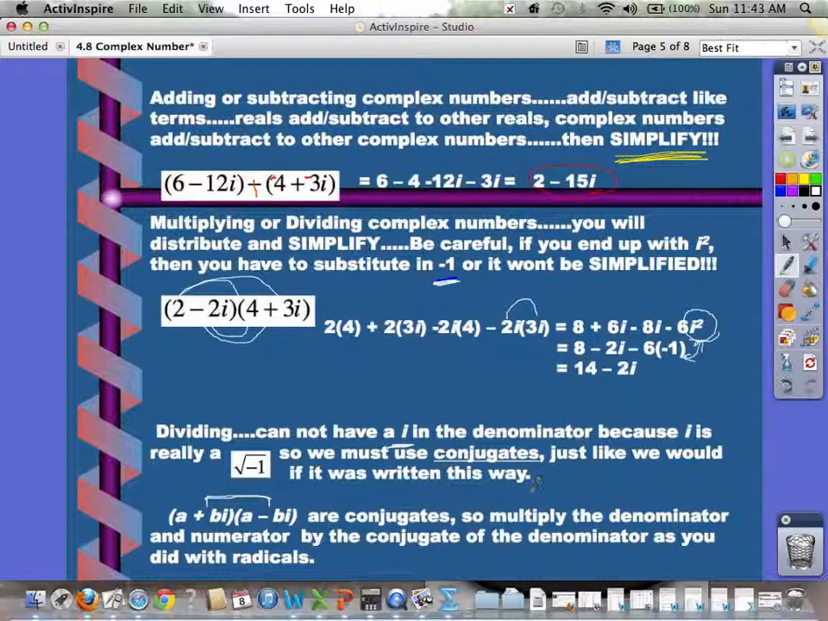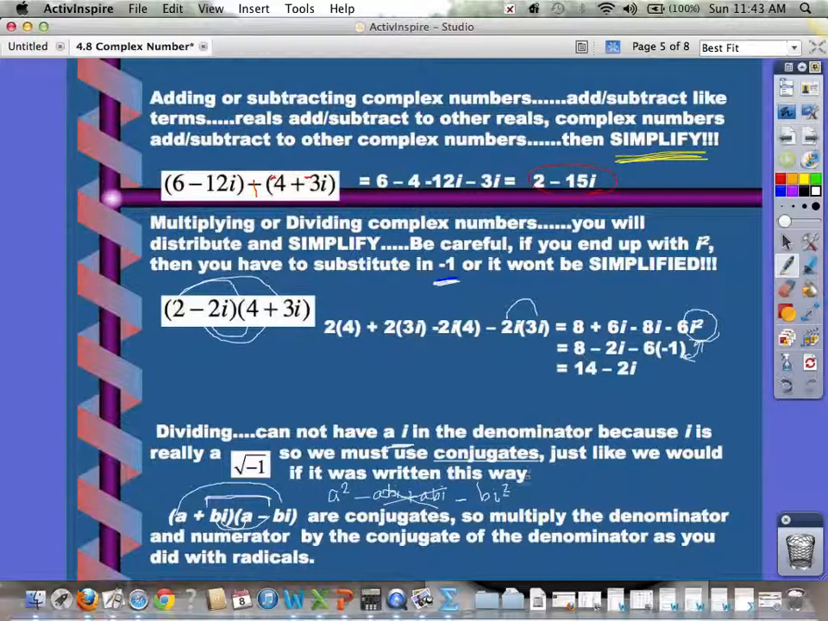All right, so multiply the denominator and the numerator by the conjugate of the denominator as you did with the radicals. What happens is when you multiply a times a, you're going to get a squared. And a times negative bi is going to be negative abi. Then you do the bi times a, which is going to be a positive abi. And then you have bi times a negative bi, which is going to be a negative bi squared. So you see the middles will cancel out.